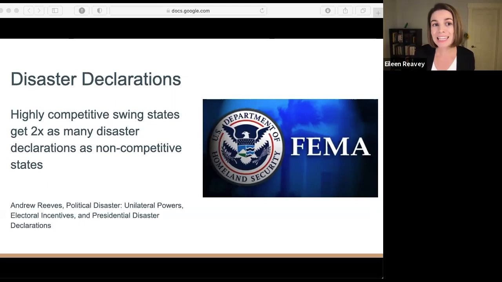Similarly, highly competitive swing states get twice as many disaster declarations as their non-competitive counterparts. A lot of money comes with these kind of declarations.